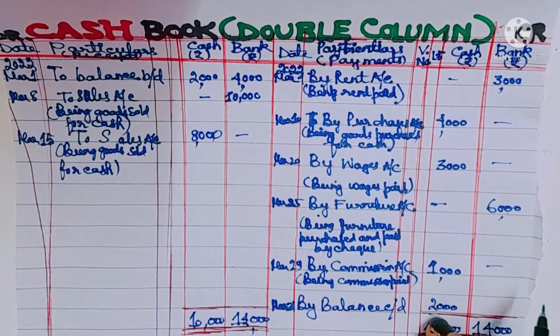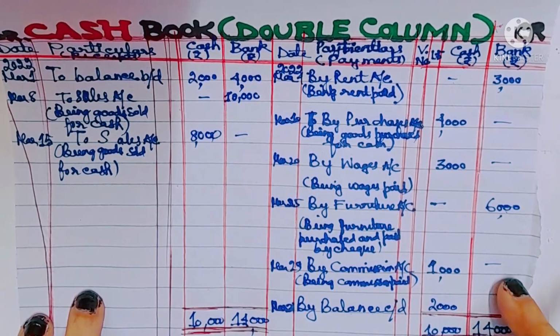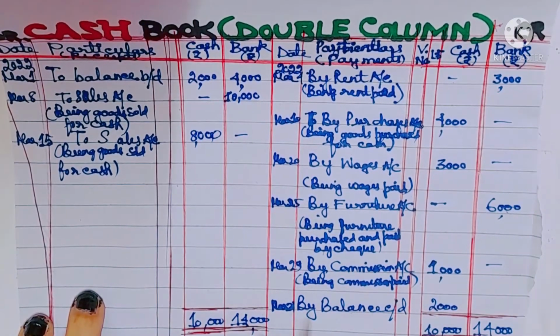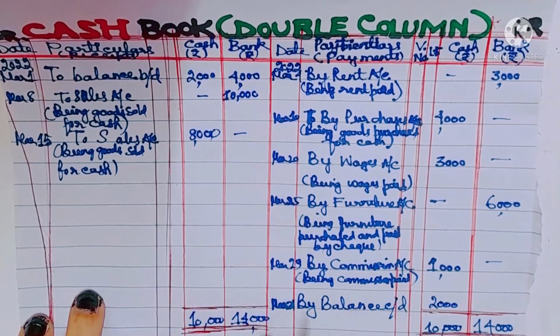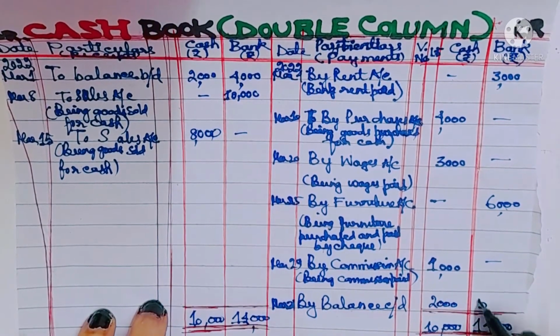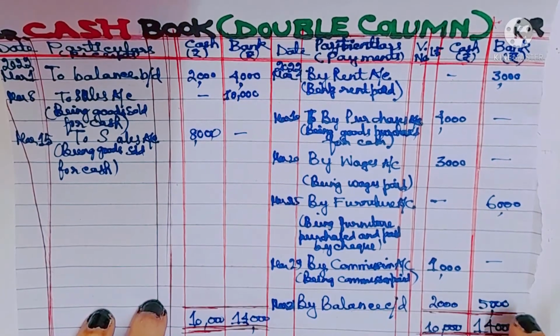So what is the closing cash at bank? The total of the bank column on the credit side is 9,000 and the total of the bank column on the debit side is 14,000. Deduct 9,000 from 14,000, you'll get 5,000. Okay. So 2,000 is the closing cash in hand and 5,000 is the closing cash at bank.